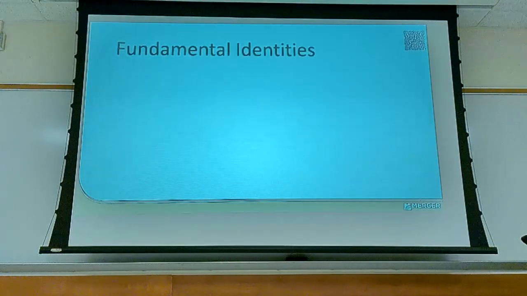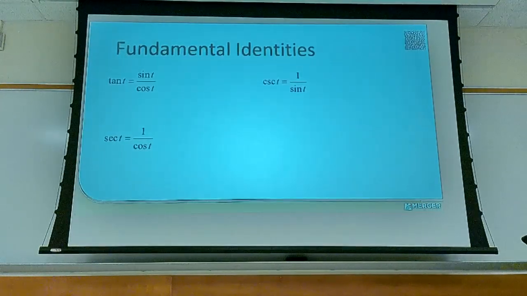Fundamental identities. Tangent is sine over cosine. Secant is 1 over cosine. Cosecant is 1 over sine. Cotangent is cosine over sine, which is also 1 over tangent. These 4 are pretty useful.